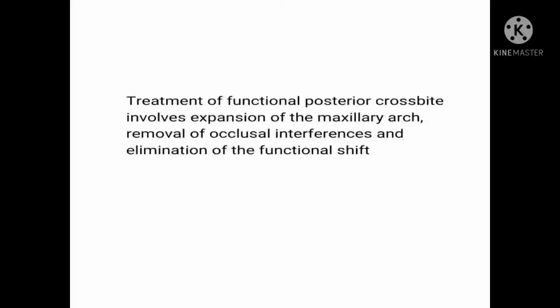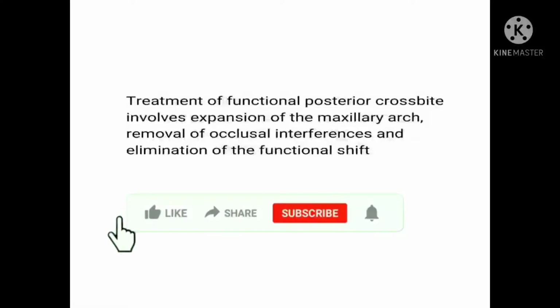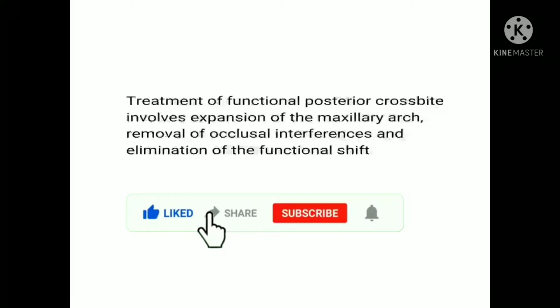So what is the treatment? This is just a general gist of the treatment. The treatment plan can vary as per the orthodontist or general practitioner. Treatment of functional posterior crossbite involves expansion of the maxillary arch, removal of occlusal interferences, and elimination of the functional shift. So this is the basic treatment. Expansion of the maxillary arch can be rapid maxillary expansion, slow maxillary expansion, or a quad helix may be used. There can be a number of ways in which this basic treatment protocol can be done.